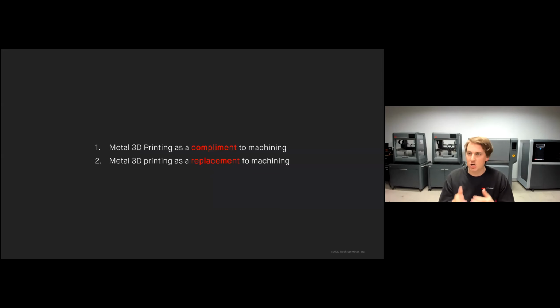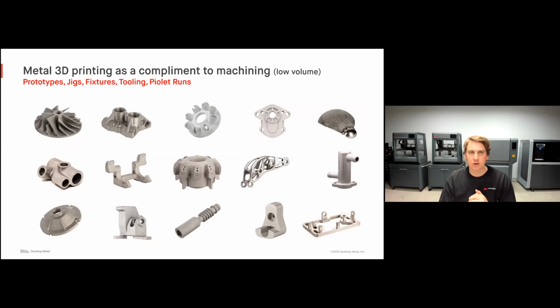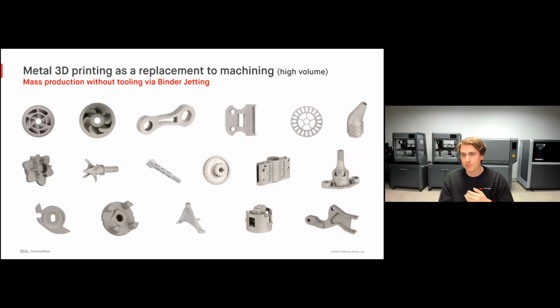We'll be talking about metal 3D printing as a complement to machining, how you can use it alongside your traditional machining operations, and then also as a replacement, and a few scenarios where we can actually replace our machining operations with metal 3D printing. And we'll look at both of these today. So, as I mentioned, when we're talking about metal 3D printing as a complement to machining, we're really talking about low volume. Talking about prototyping, jigs, fixtures, tooling, pilot runs, replacement parts, any application where the volume is quite low and I can simply print, and maybe as a prototype before we move to volume machining and invest in that tooling. When we're talking about metal 3D printing as a replacement to machining, we're really talking about high volume. We're talking about mass production without the need for any tooling, any fixturing, via binder jetting.